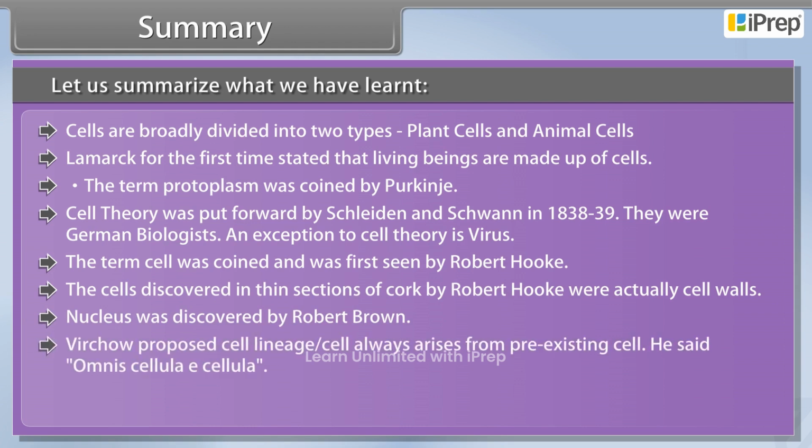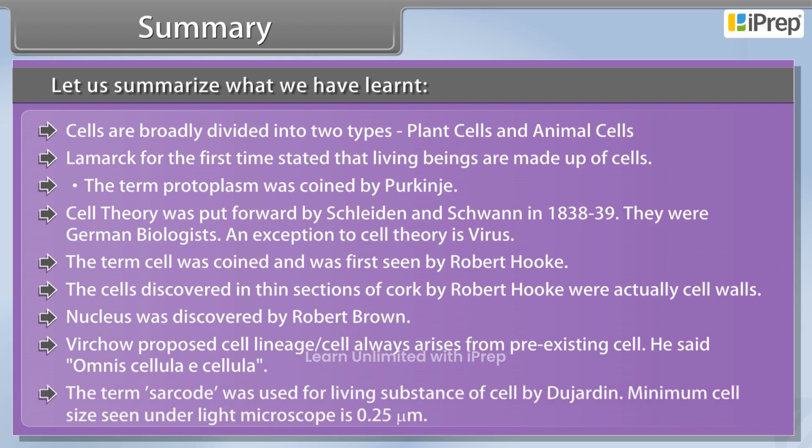Virchow proposed cell lineage. Cell always arises from pre-existing cell. He said, "Omnis cellulae cellula." The term sarcode was used for living substance of cell by Jordan.